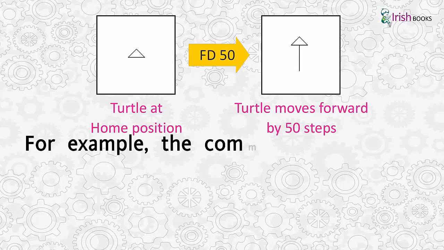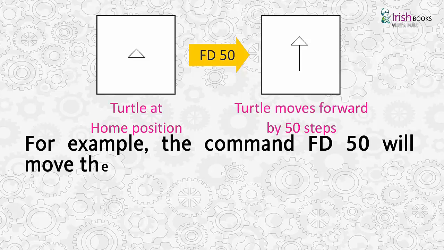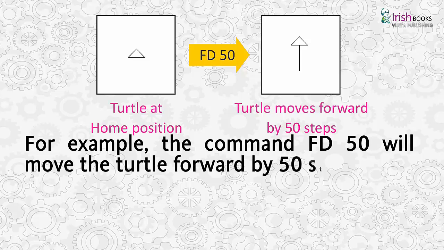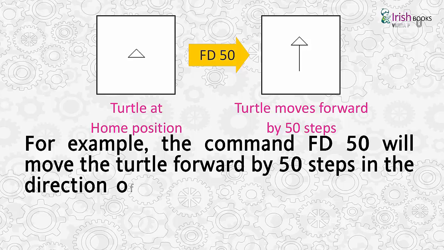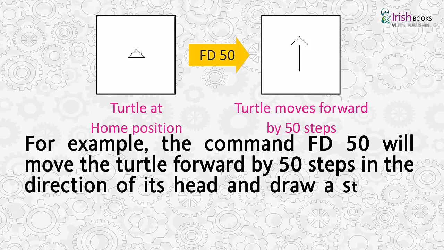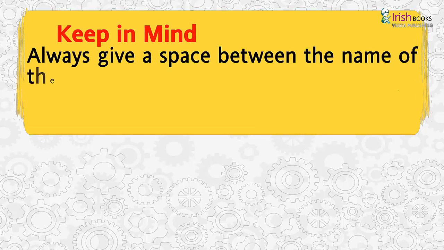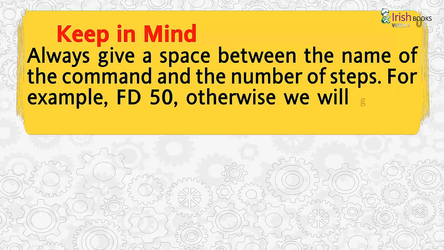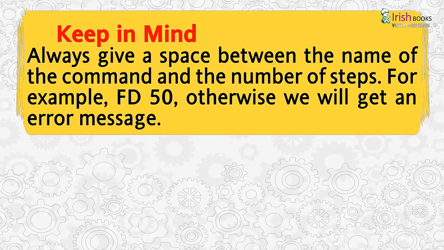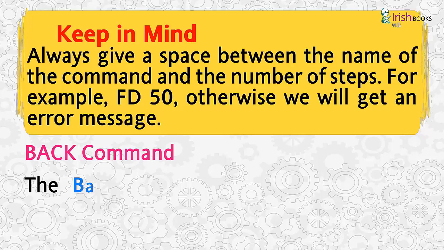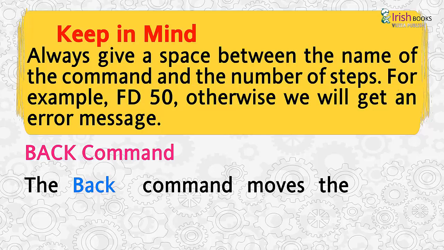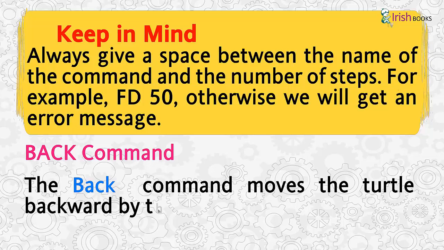For example, the command FD 50 will move the turtle forward by 50 steps in the direction of its head and draw a straight line. Keep in mind, always give a space between the name of the command and the number of steps, for example, FD 50, otherwise we will get an error message.